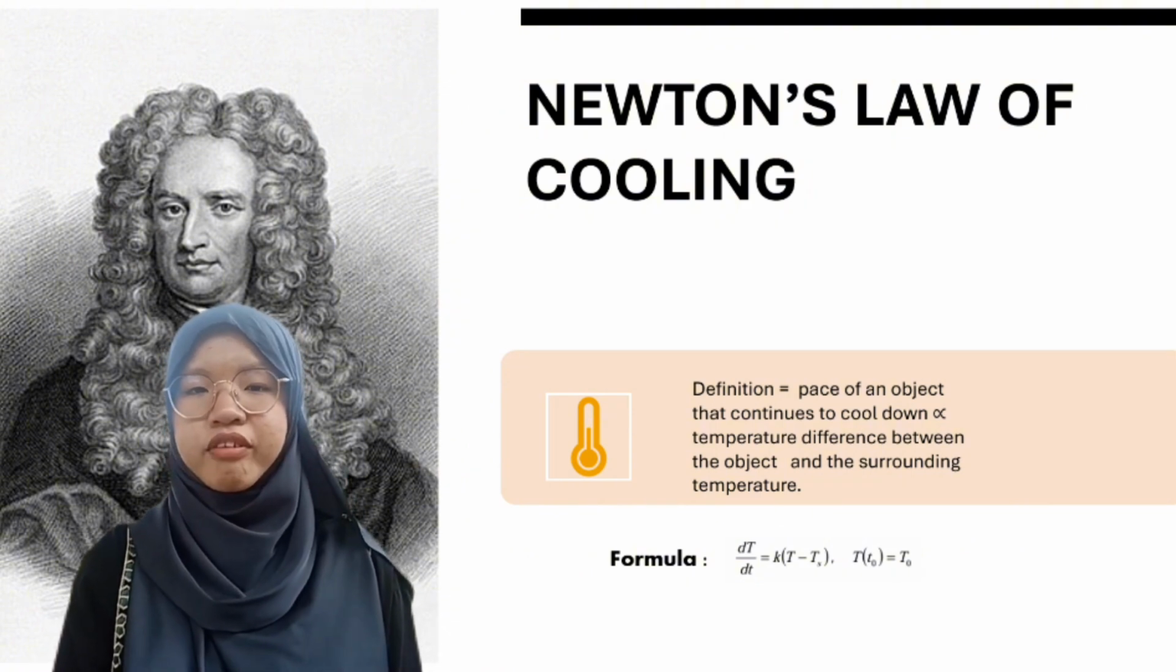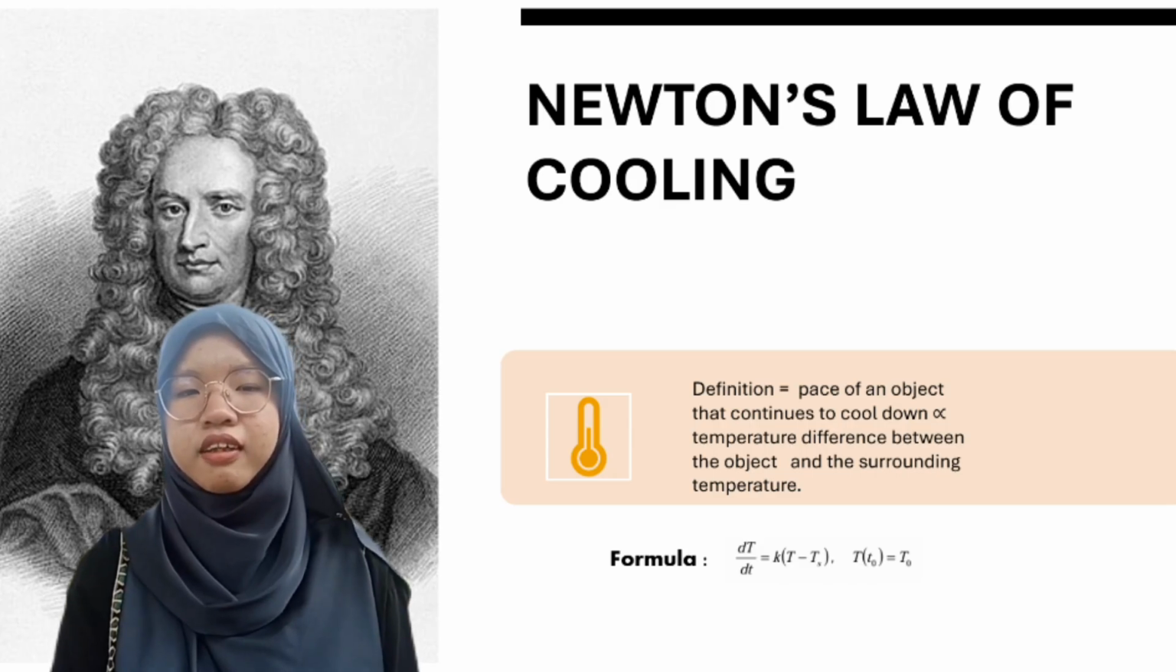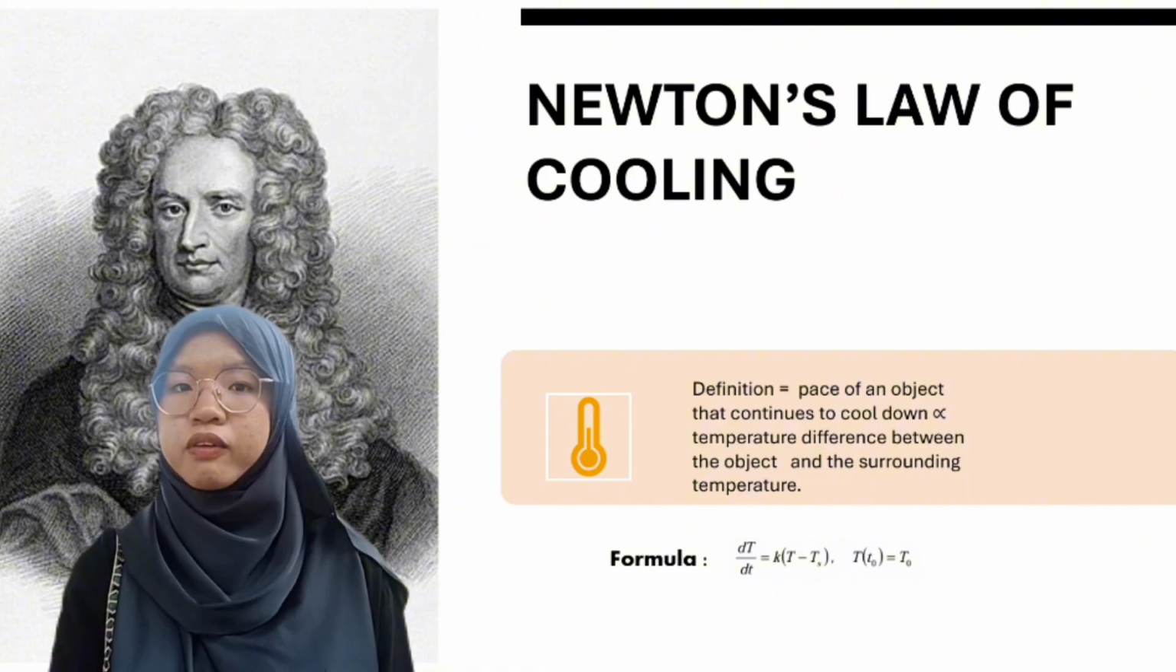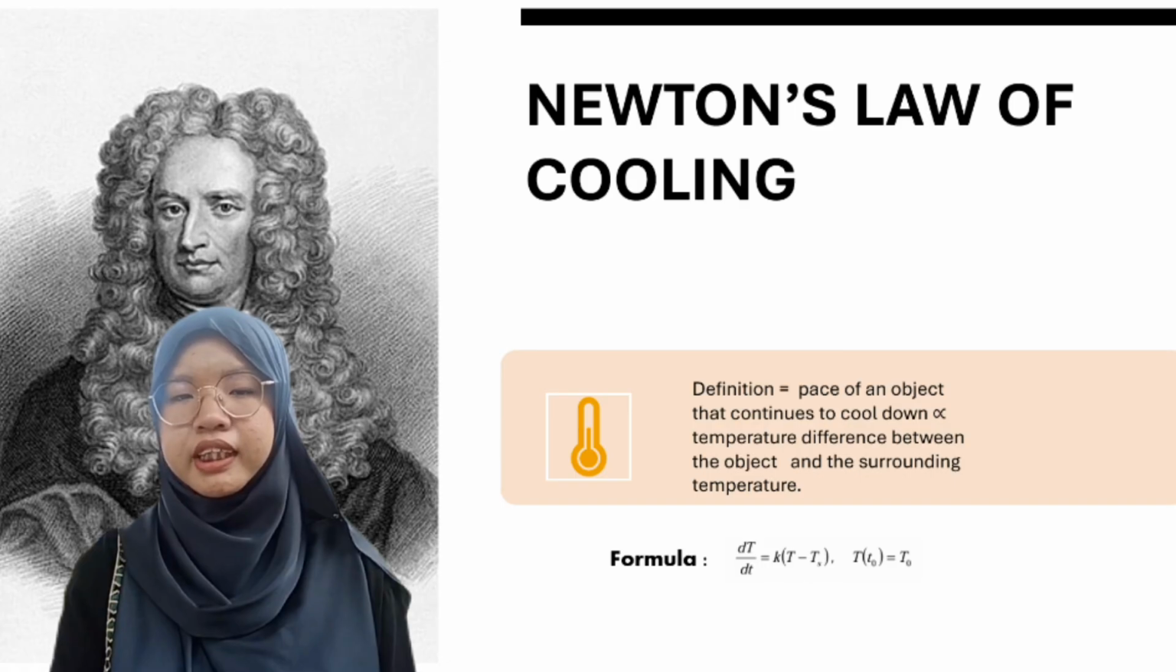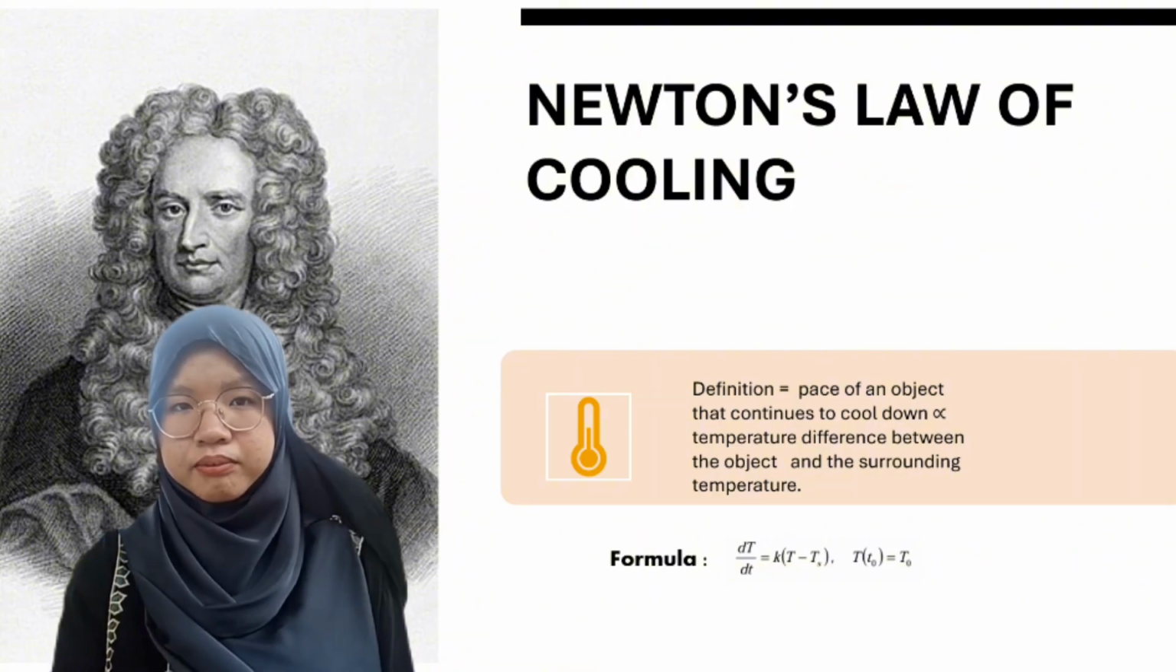The next one is the formula that is used for Newton's law of cooling. The derivative of temperature with respect to time equals k times (T minus Ts), where T0 is the initial temperature at time equal to 0, k is the constant of proportionality, and Ts is the surrounding temperature.